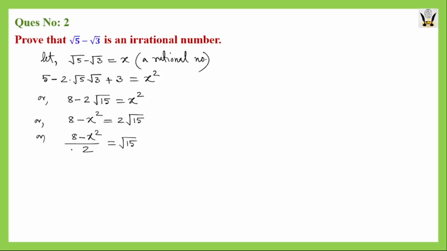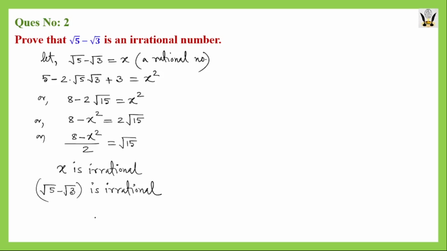And if we look at the other side, we have x, which we assumed as a rational number, but 8 and 2 are both rational numbers. So if we want the left side to be an irrational number equal to root 15, then x has to be irrational, otherwise it is not possible. That means our assumption where we assumed x as a rational number was not true. x has to be an irrational number. And what is x? Root 5 minus root 3.